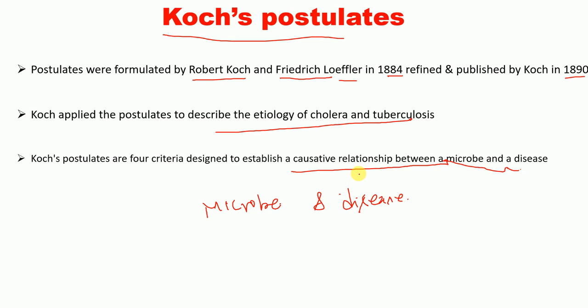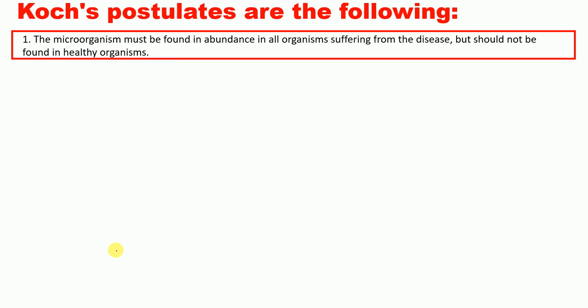So what are these four different Koch's postulates that I'm going to discuss here? The first postulate is that the microorganism must be found in abundance in all organisms suffering from the disease, and should not be found in healthy organisms. Koch's postulates describe the causative relationship between the disease and the causative agent. So this is the first point of Koch's postulates.